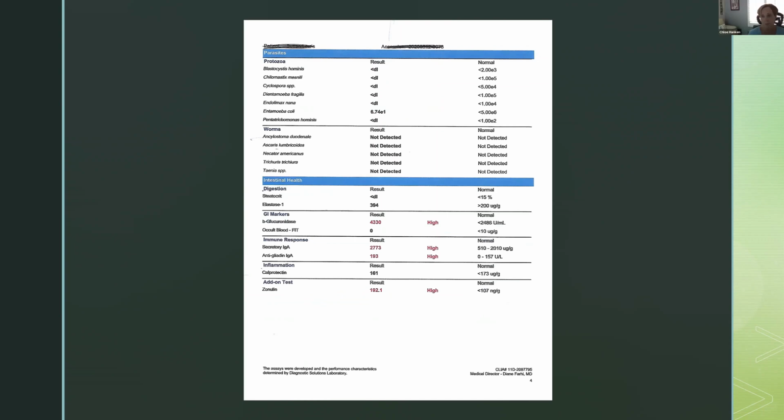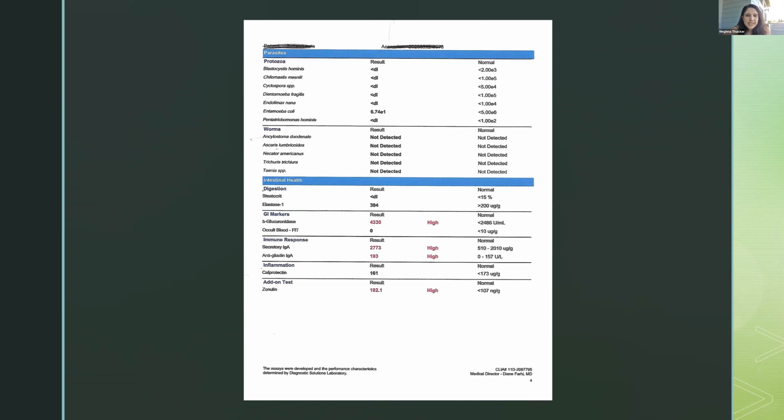We also looked at parasites, and this shows that the parasites were negative, worms were negative. And then the latter part of this page also looks at the intestinal health. So it looks for the presence of fat in the stool, which was negative. It's looking at elastase, which is a pancreatic enzyme. If she's making enough of that, she should actually be making more. It should actually be more than 500.